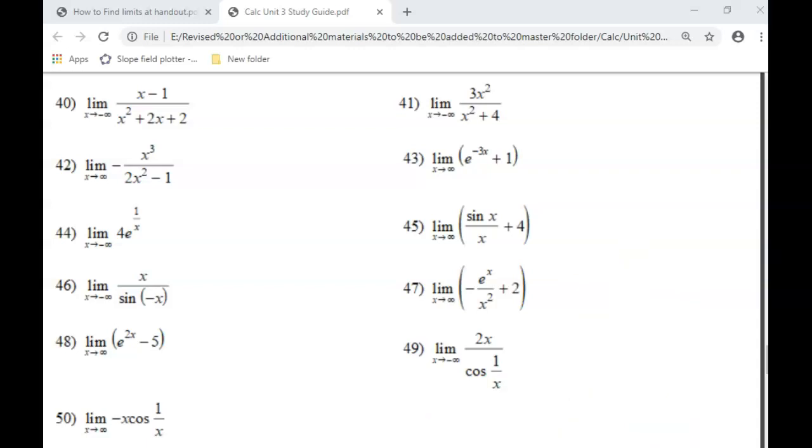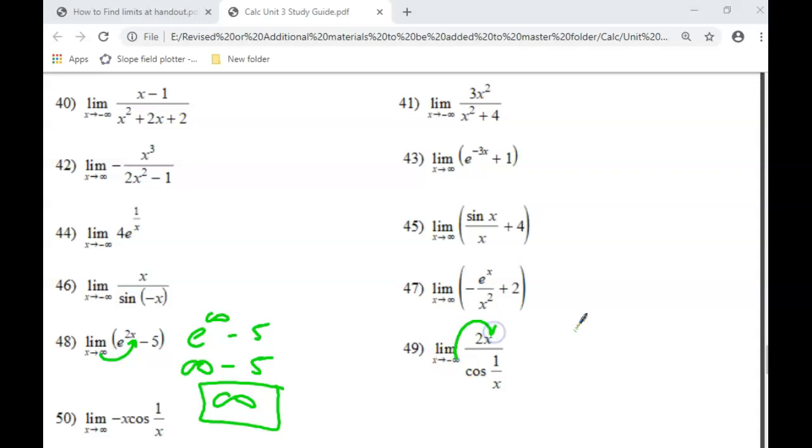All right, moving along, let's go ahead and take a look at number 48. In this case, direct substitution gives you e to the infinity minus 5. E to the infinity is infinity, and infinity minus 5 is infinity. So the final answer there would be infinity. 49.